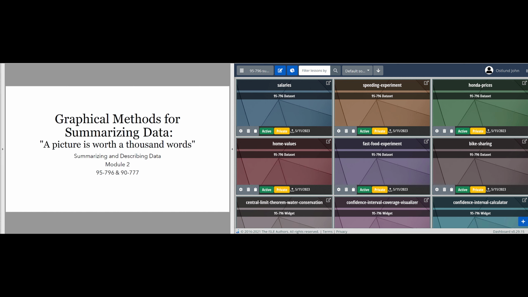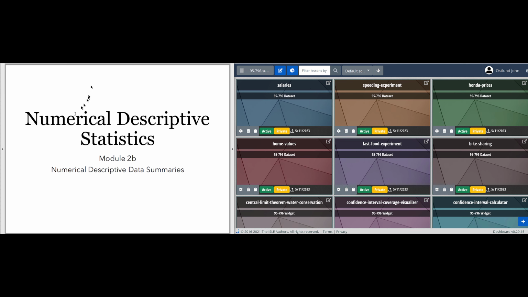All right, well, let's get into Module 2 here, which is divided into two parts. In Module 2, we're going to be discussing so-called descriptive statistics. First, in the first part of Module 2, we're going to take a look at graphical representations for descriptive statistics. And then in the next part, we'll take a look at numerical mechanisms for descriptive statistics.